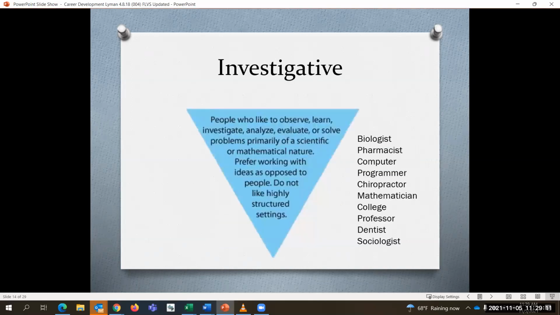Next is investigative. These are people who like to observe, learn, investigate, analyze, evaluate, or solve problems, primarily of a scientific or mathematical nature. Prefer working with ideas as opposed to people. Do not like highly structured settings. Okay. And so this might be your STEM fields, you know, science, technology, math, those kind of fields. And so you'll notice that the occupational titles on the right-hand side are very science, math oriented. Okay.